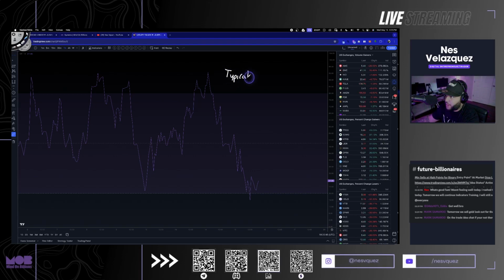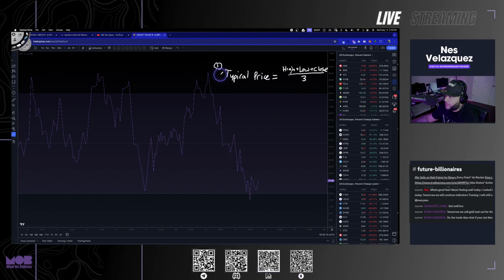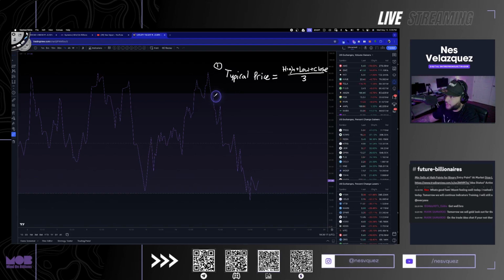So typical price, this is how it's calculated. It's the high plus the low plus the close, divided by 3. So this is the first calculation, and that's the first calculation, but there's more.